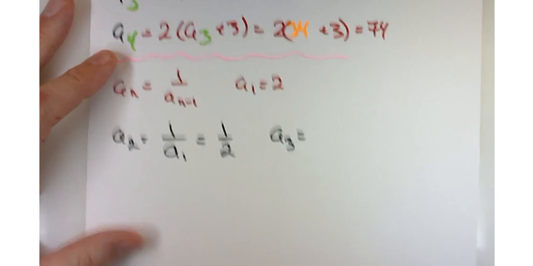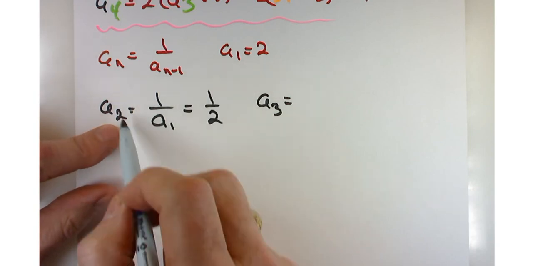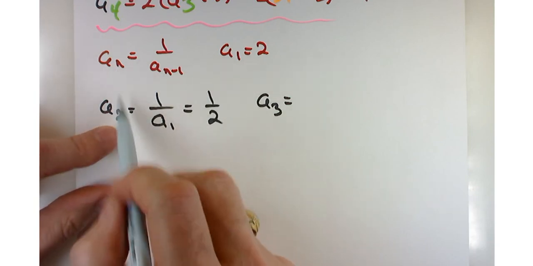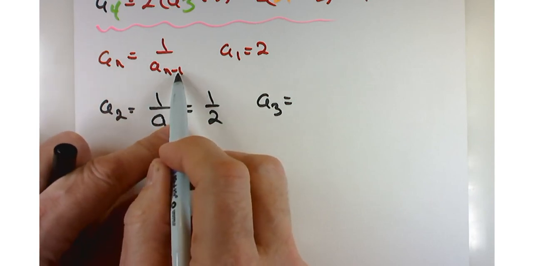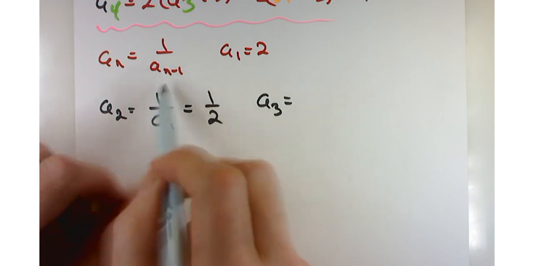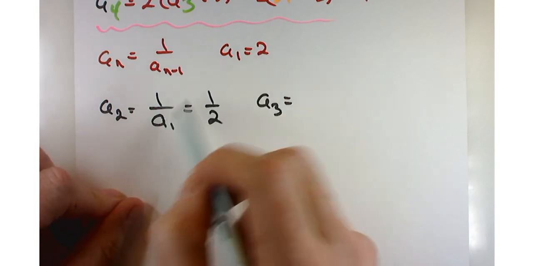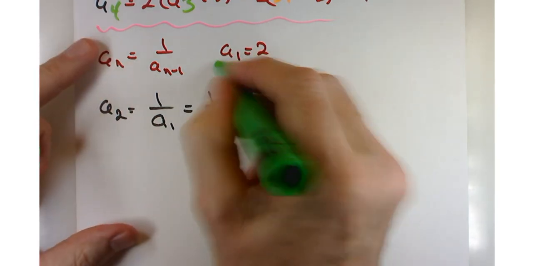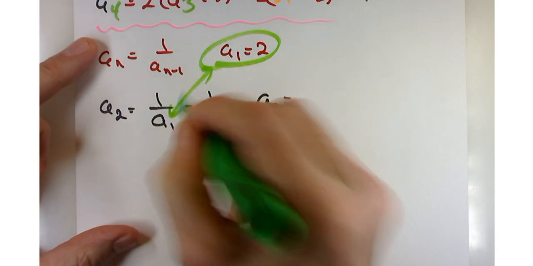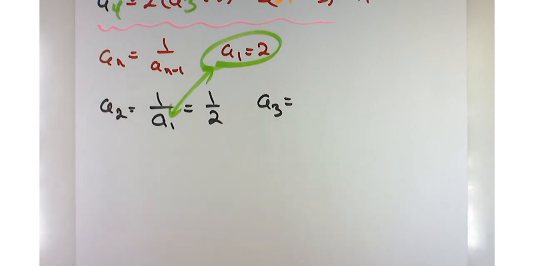So we know what the first one is. To get the second one, to get a sub 2, I put in a 2 here. What's 2 minus 1? It'd be 1. So when this is 2, this is a sub 1. And a sub 1 is given to us as 2. So this gets replaced by 2, and that's it. There's no more simplification we can do. A sub 2 is just 1 over 2.